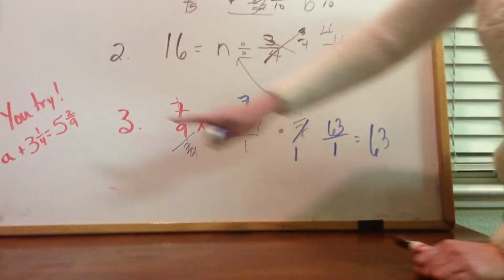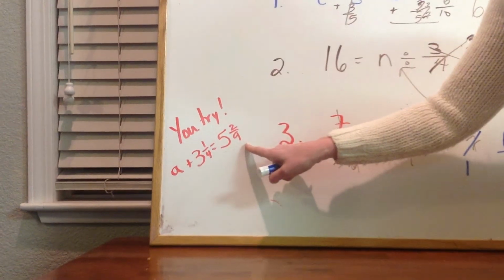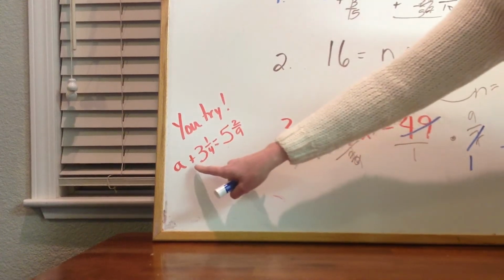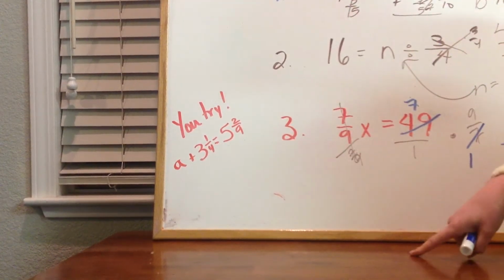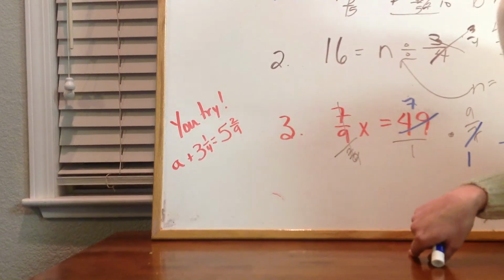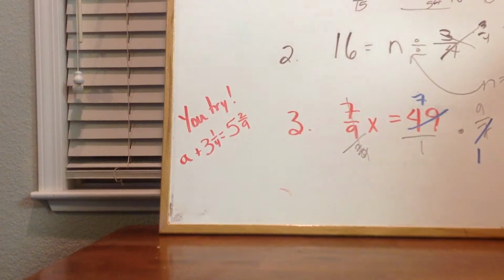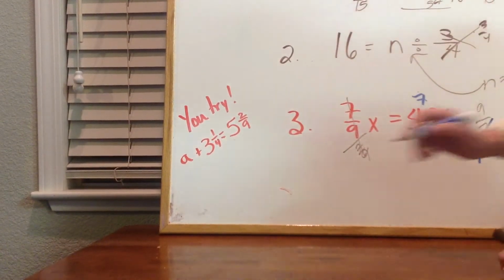So now you're going to try. A plus 3 1/4 equals 5 2/9. So we want to get rid of the plus 3 1/4, so you're going to, that's right, I hope you said subtract. So put it on pause, I want you to try. Okay, you should have an answer right now.